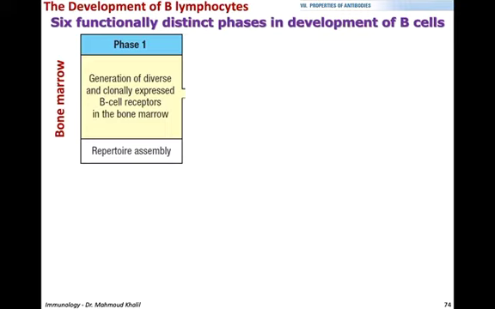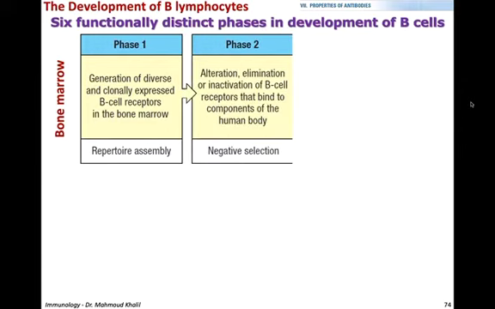So you have B cells that express different receptors, and we'll soon understand how the different stages of the B cells are identified by the repertoire assembly of these expressed receptors on the surface of the B cells.